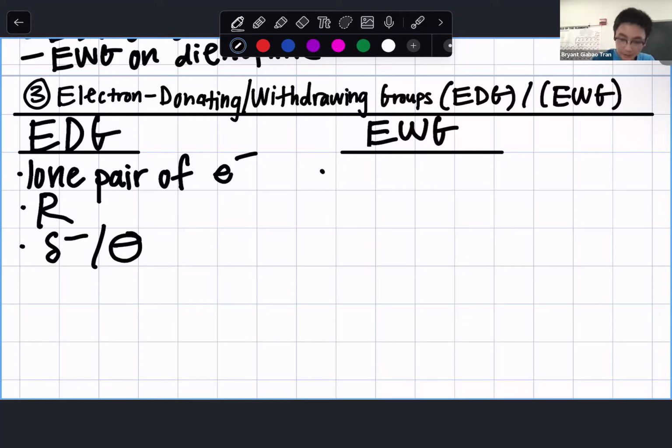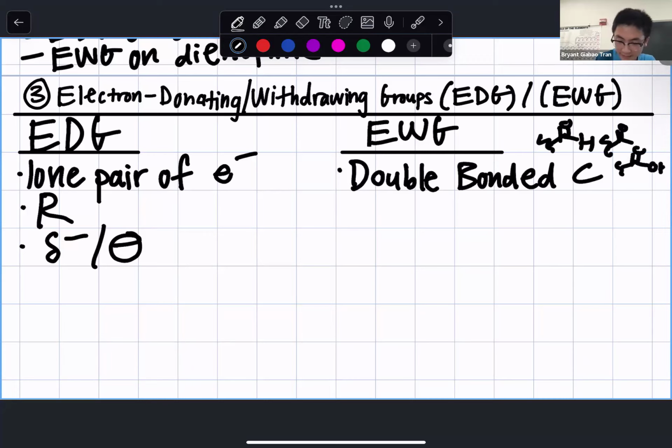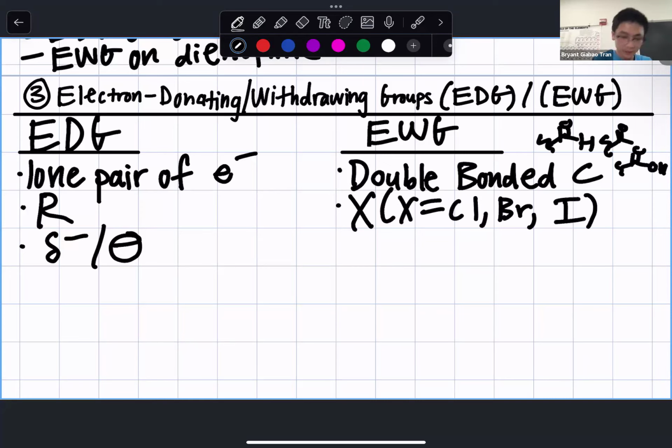So an EWG would be if the atom is a double bonded carbon. An example of that would be an aldehyde, ketone, carboxylic acid, like any double bonded carbon. Another one could be a halogen X, where X could be chlorine, bromine, or iodine, because they are electron withdrawing groups.